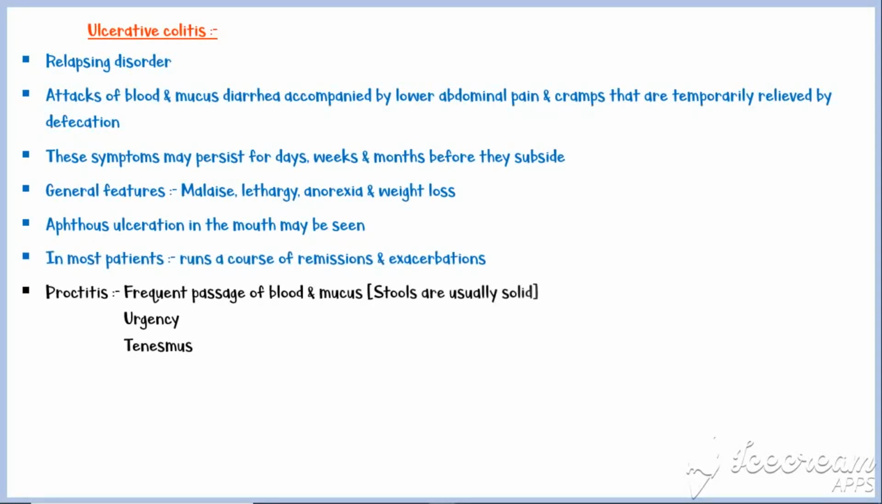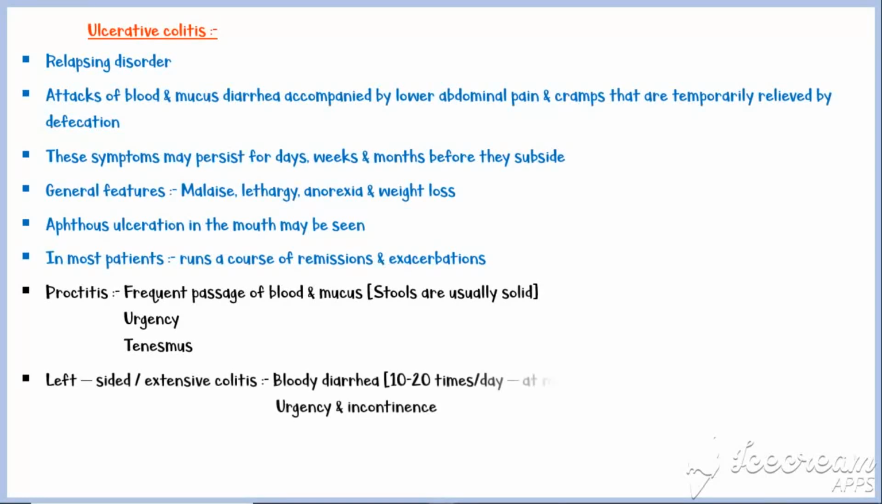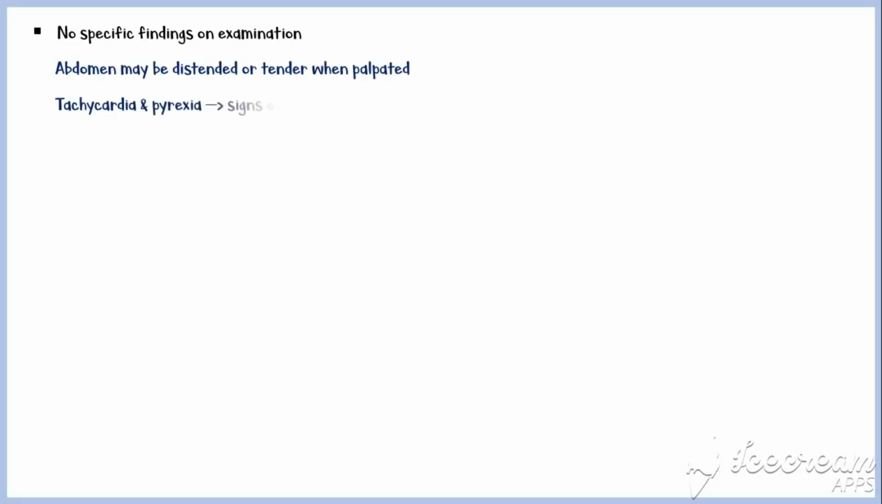Proctitis is characterized by frequent passage of blood and mucus, urgency, and tenesmus. In an acute attack of left-sided or extensive ulcerative colitis, patients have bloody diarrhea, passing up to 10 to 20 liquid stools per day, usually occurring at night, with urgency and incontinence. In general, there are no specific findings on examination. The abdomen may be distended or tender when palpated. Tachycardia and pyrexia are signs of severe colitis, and immediate admission is essential.